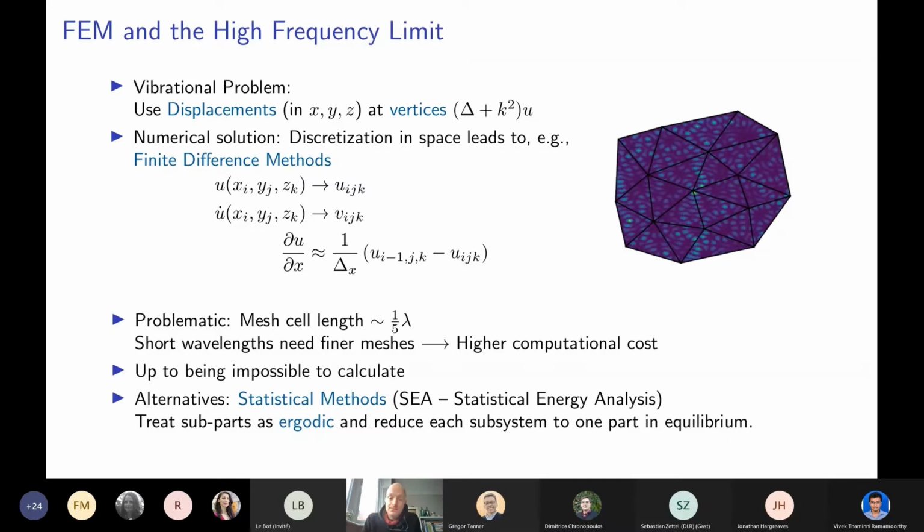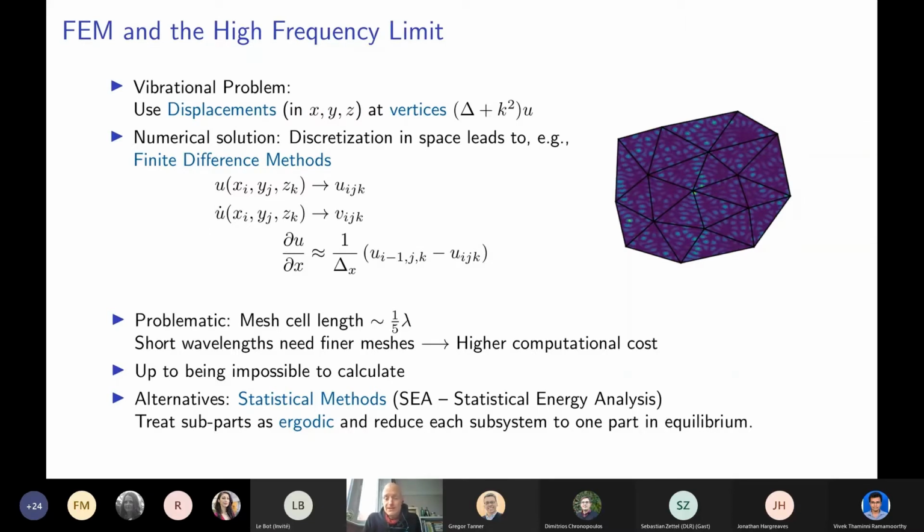One is that you have to somehow decide which parts of your structure are ergodic and weakly coupled to each other. This can be a non-trivial, non-straightforward task to do, and in industry models, companies often rely on the knowledge of their engineers to be able to come up with such models.